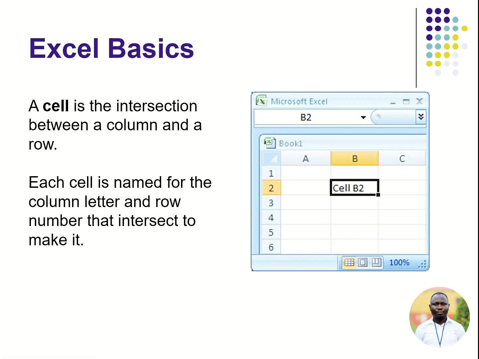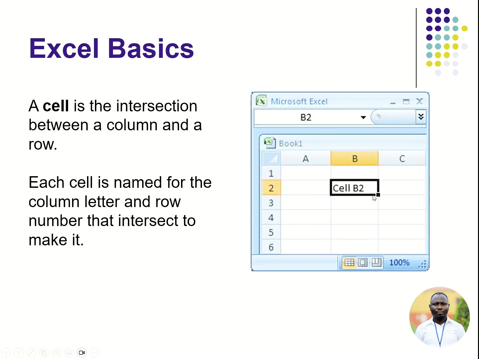Then we have what you call a cell. A cell is the intersection between a column and a row. Each cell is named for the column letter and the row number that intersect to make it. So we have this point here which is called a cell, the intersection of a row and a column. We have our column, which is column B. Then we have our row, which is row 2. Just by that, you're going to see that this cell here is called B2.